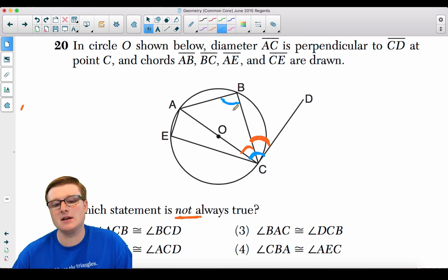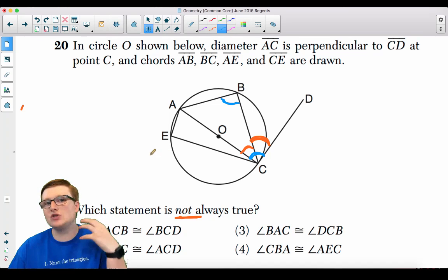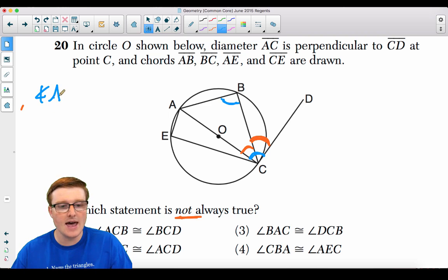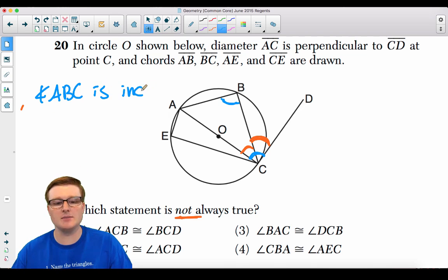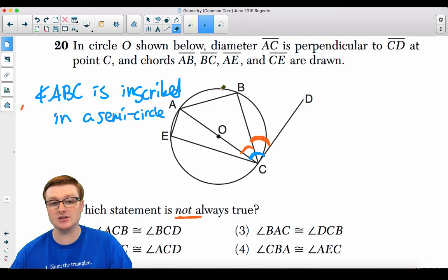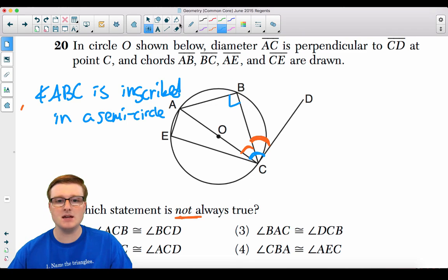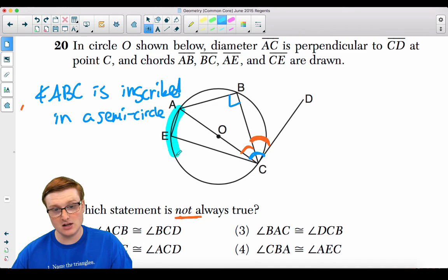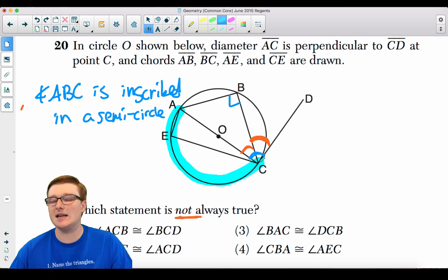Well, just by looking at them and based on my knowledge of circle theorems, they are congruent. And let's talk about why they're congruent. Angle ABC is inscribed in a semicircle. This angle right here is a right angle because it's intercepting a semicircle. So this is the arc it's intercepting. That's a semicircle. A semicircle has 180 degrees. An inscribed angle is 1/2 the arc it intercepts, so therefore this is 90.